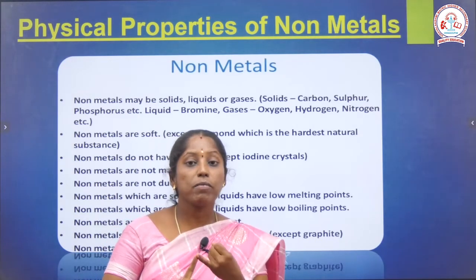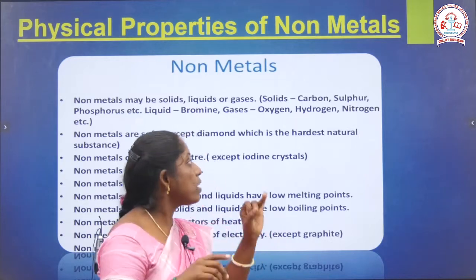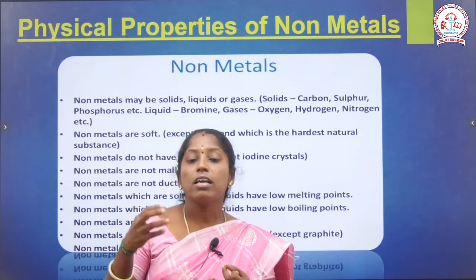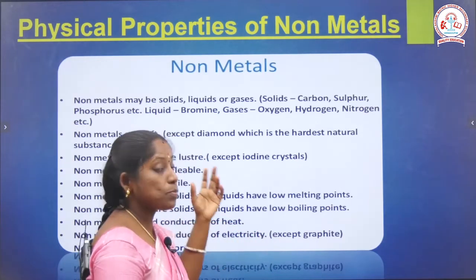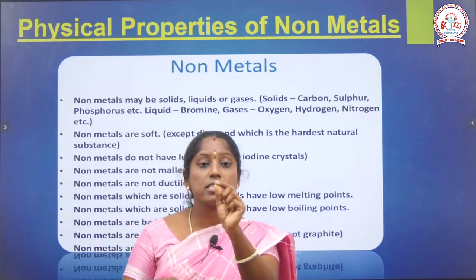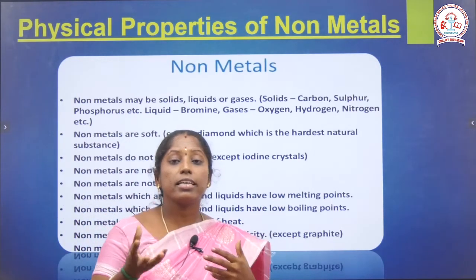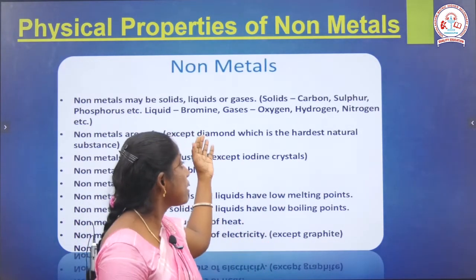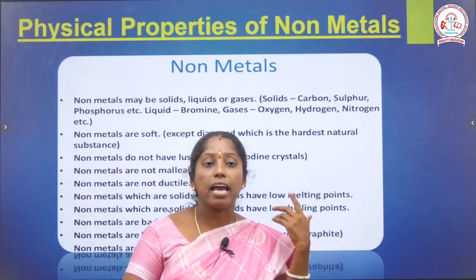Okay, solid carbon, we know that in our body, all organisms have carbon. Then sulfur, we know that we are using that in medicines. Even crackers and all we are using that. Then phosphorus, where we use it, in matchsticks. Then next one liquid, bromine. Which state is it in? It is in liquid state. Then among gases, important ones are oxygen, hydrogen, nitrogen, these are present in air.